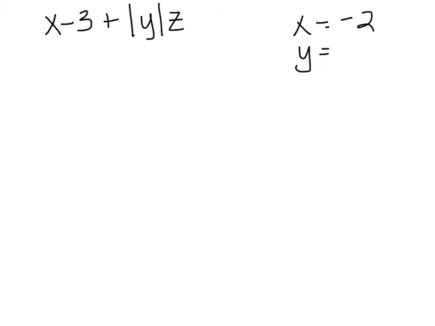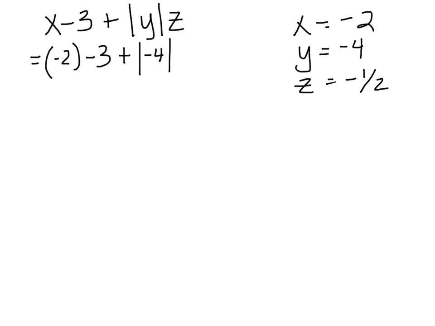Number 1 said x minus 3 plus the absolute value of y times z. And x was a negative 2. Y was a negative 4, and z was the negative half. So I'm going to plug in my values, negative 2 for x, minus 3, plus the negative 4 for that y, times the z, which is negative half. Okay? That's a multiplication sign.